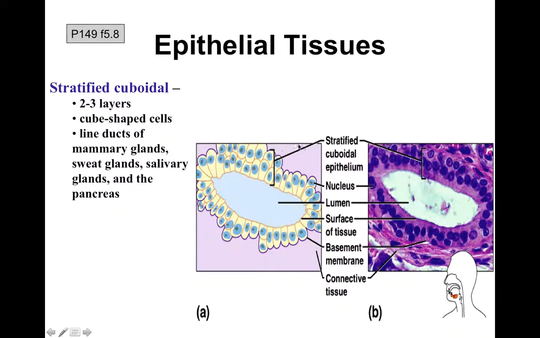This is stratified cuboidal. Stratified cuboidal is really only 2 to 3 layers thick. It's not going to be a bunch, but you can see that these are cuboidal shaped cells that are in 2 or 3 layers. So you got a couple layers right here. We find this in the ducts of the mammary glands, or sweat glands, salivary glands, and the pancreas.